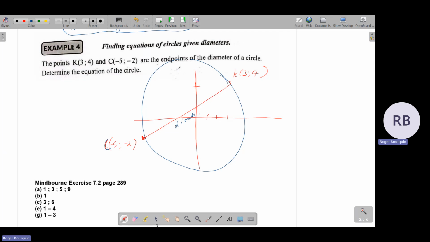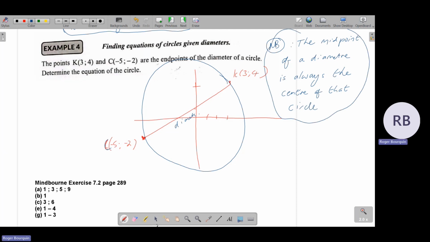So I want you to make a big note over here. NB: the midpoint of a diameter is always the center of that circle. That's a long sentence. The midpoint of a diameter is always the center of the circle.